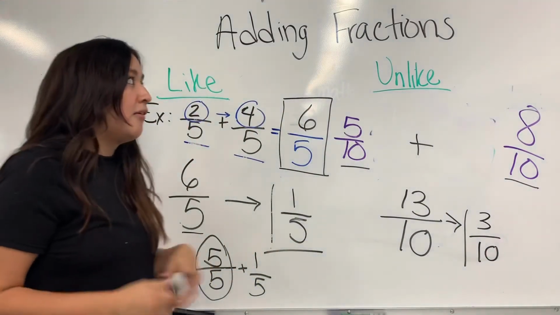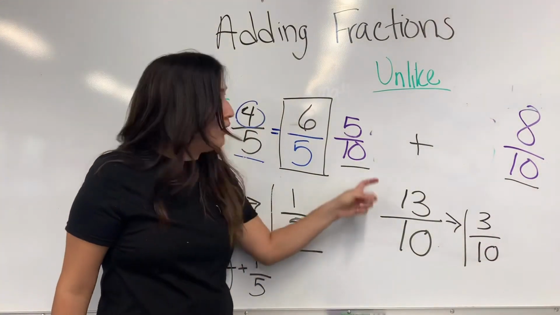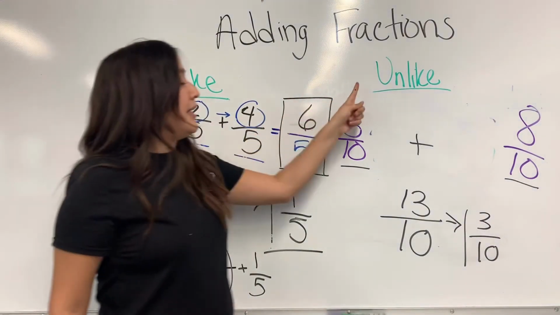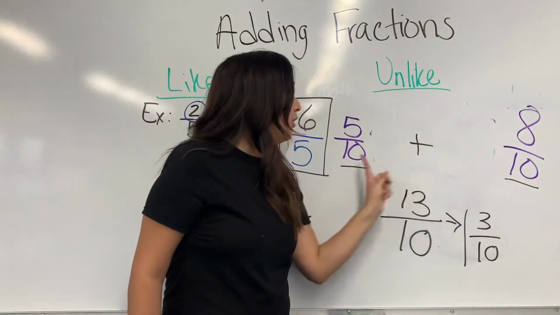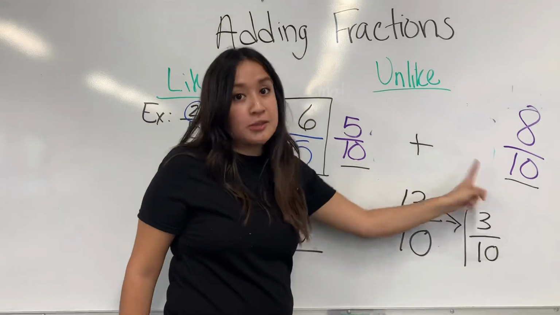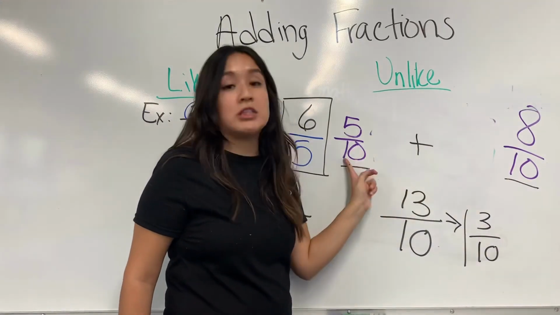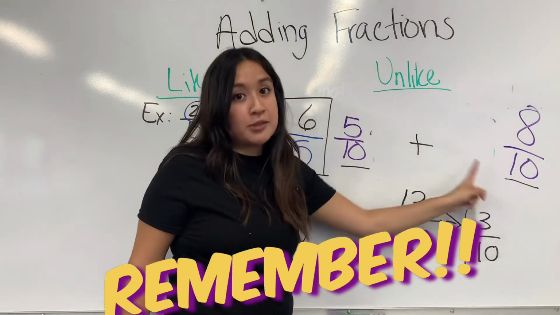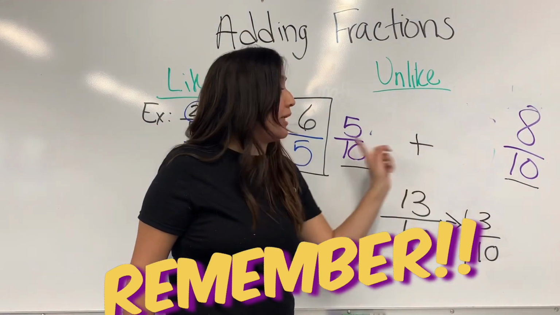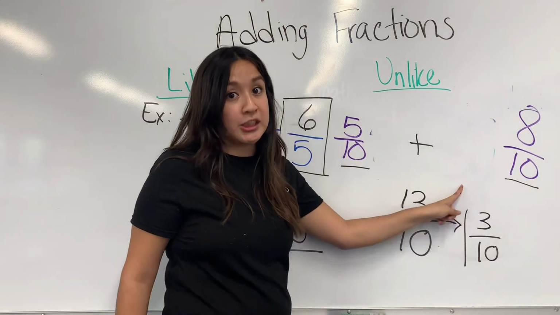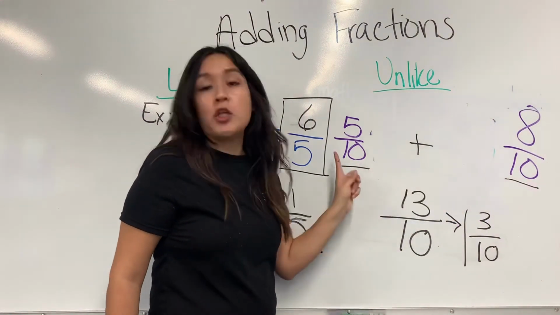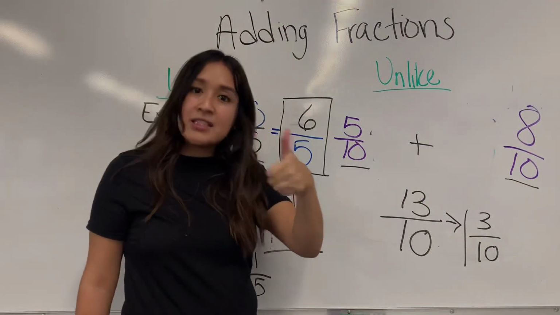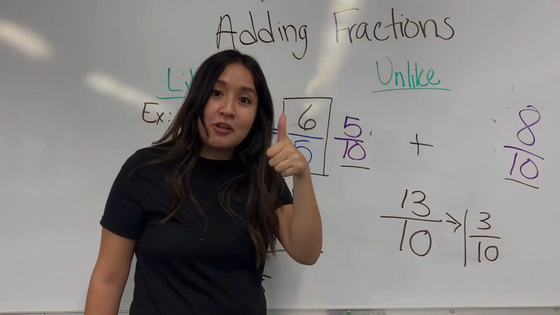Okay? That's how you do adding like fractions and adding unlike fractions. Remember, you have to change them like how we did when we did comparing fractions. If they are not like, you can't add them. They have to be like. And that's it. And Pikachu will no longer be here.